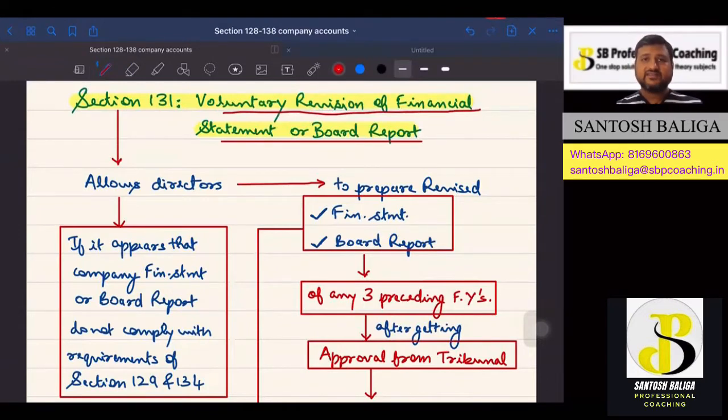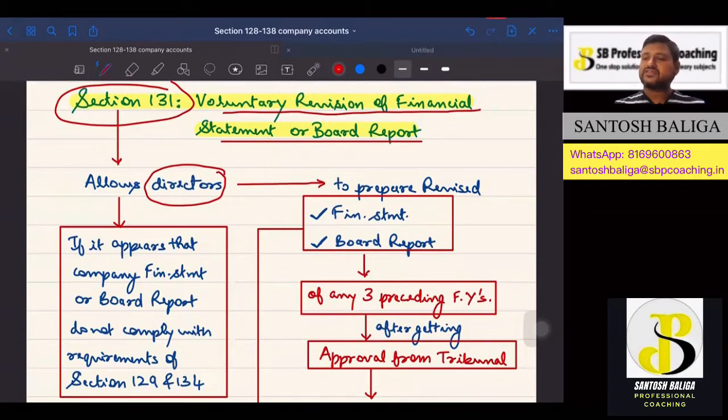First, the financial statement, and second, the board report, can also be revised voluntarily under section 131. First of all, who can undertake the voluntary revision of the company's financial statement or board report? The answer is the directors of the company. It is the directors of the company who can prepare a revised financial statement or board report.